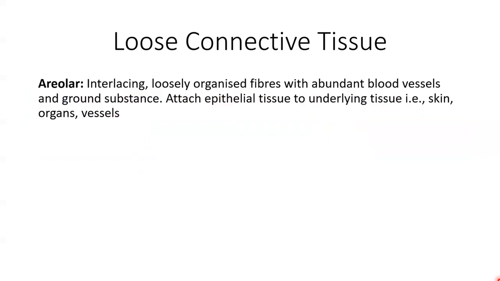So looking at those three different types of connective tissue, we have areolar, and it's that interlacing, loosely organised fibres with abundant blood vessels. And so not all of our connective tissue has abundant blood vessels. That's quite important. It also has lots and lots of ground substance. Areolar tissue typically attaches epithelial tissue to underlying tissue. So that's like our skin, our organs, and our blood vessels.